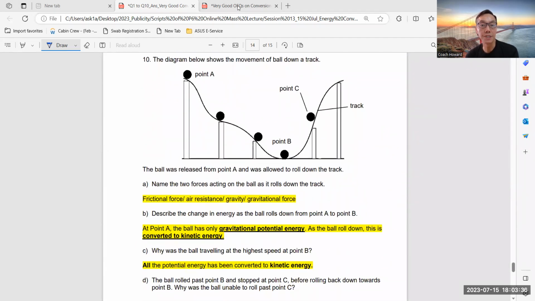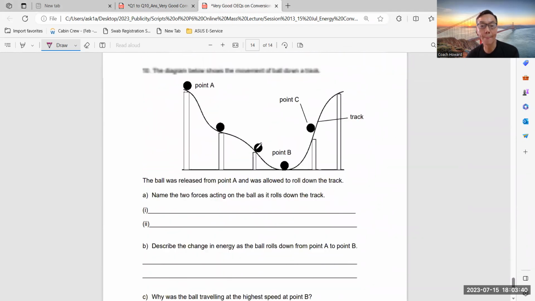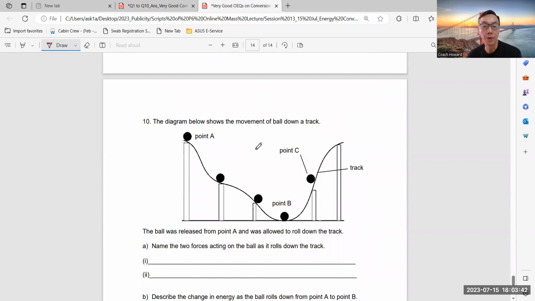Okay, this final question, you will see the diagram, right? It looks something like this. The ball was released from point A, this part. Then it rolled down, right? It was allowed to roll down the track. Name two forces acting on the ball as it rolled down the track.